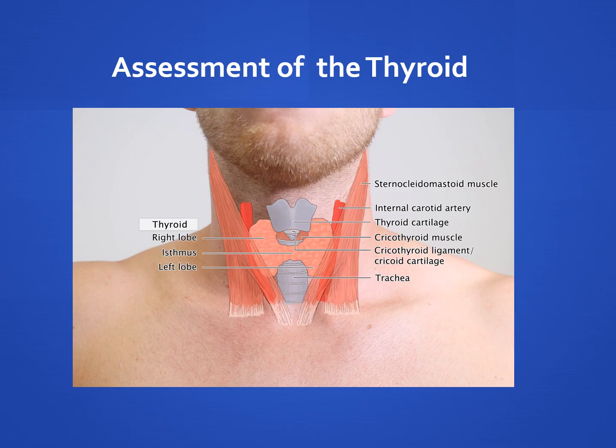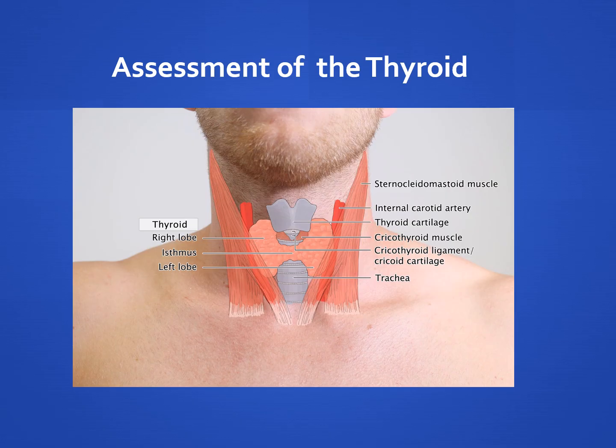Now we're focusing on the thyroid gland, which plays a key role in metabolism, growth, and energy regulation. So the thyroid sits anterior to the trachea, just below the thyroid cartilage. It has two lobes, a right and a left, and it's connected by the isthmus. It moves upward when the patient swallows, and this is important for assessment.